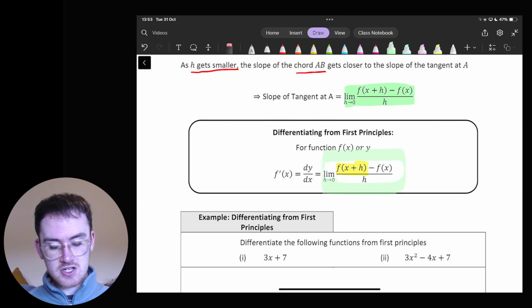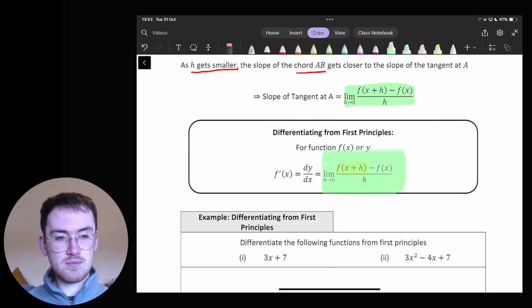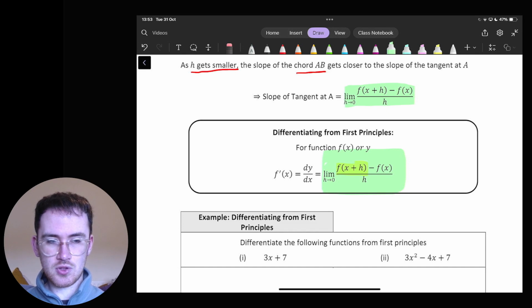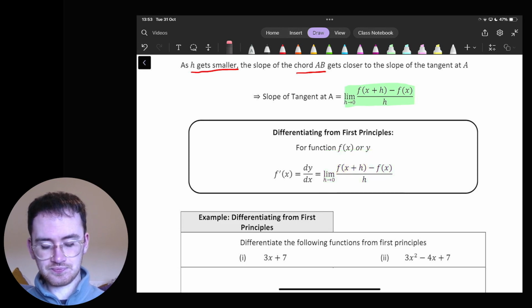Now this is an expression that you need to know off. You need to have learned this off. It's a very important expression. It's very important that you're able to do this from first principles. It's very important that you have that skill, because if you're asked to do it, you won't be able to just use the other rules that we're going to be looking at. You have to show that you know how to evaluate from first principles.